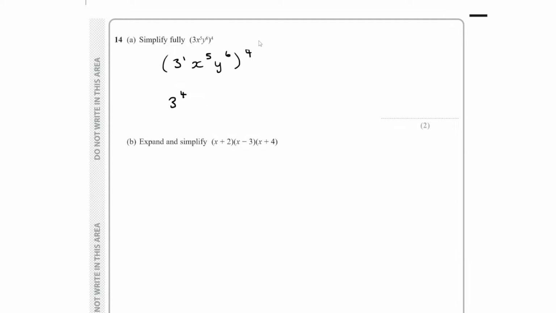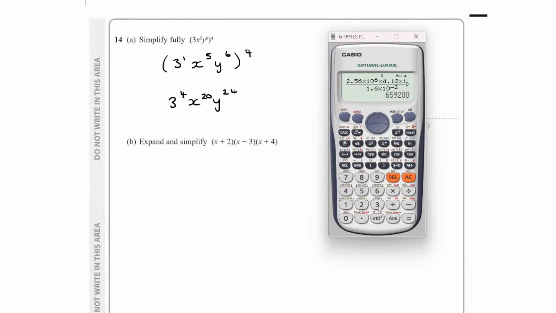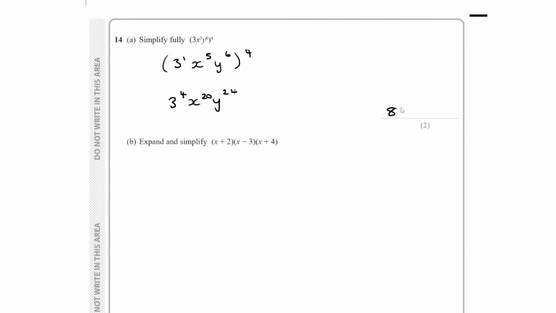I'm not multiplying 3 by 4, I'm multiplying the power of 1 by 4. Obviously then the 4 and the 5 is 20, and then that's 24. However, the last thing is that the 3 to the power of 4, you obviously can actually work that out. Now you might just know what that is. If you don't, obviously work it out as an actual number, don't just leave it as a power. It's 81. So you should get 81, x to the power 20, y to the power 24.